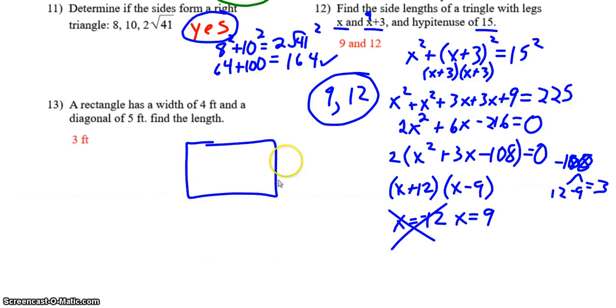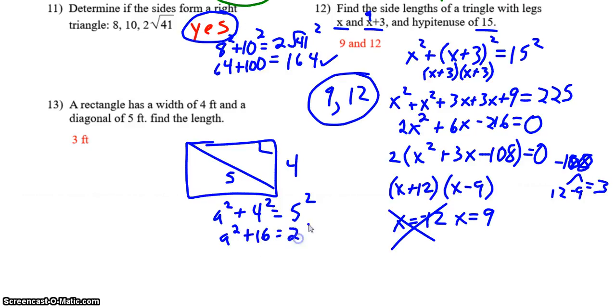On the rectangle, the width was 4, and the diagonal was 5. Hey, look at that, it made a triangle. Okay? And they want to know the length. Well, a squared plus 4 squared equals 5 squared, because 5 had to be your hypotenuse. So a squared plus 16 equals 25. Subtract 16. A squared equals 9. Take the square root of both sides. A equals 3. So your missing side length there is 3.